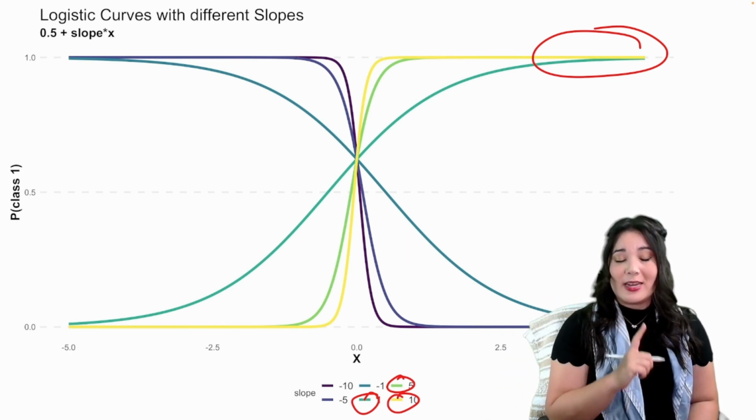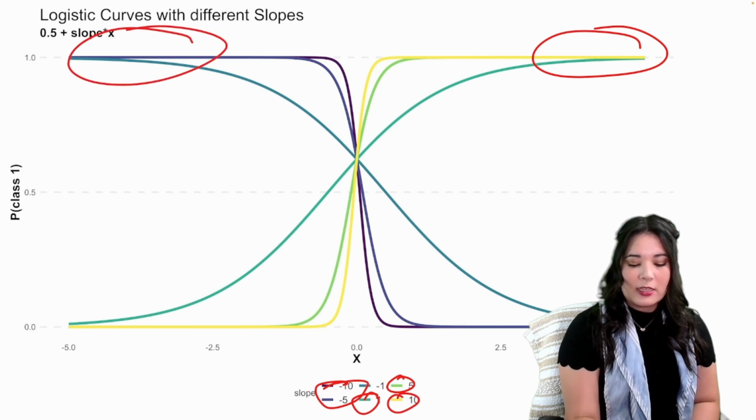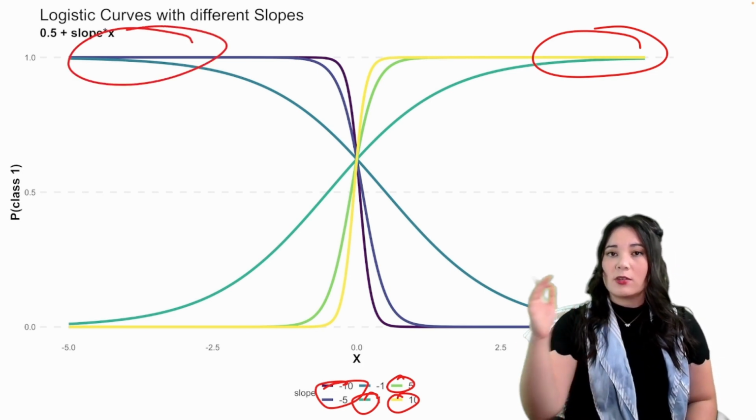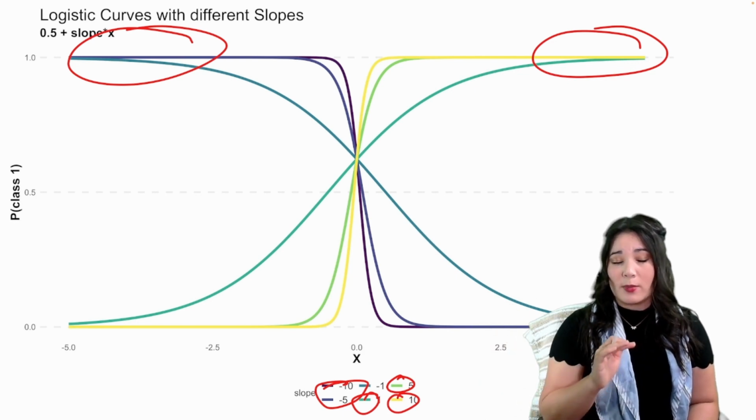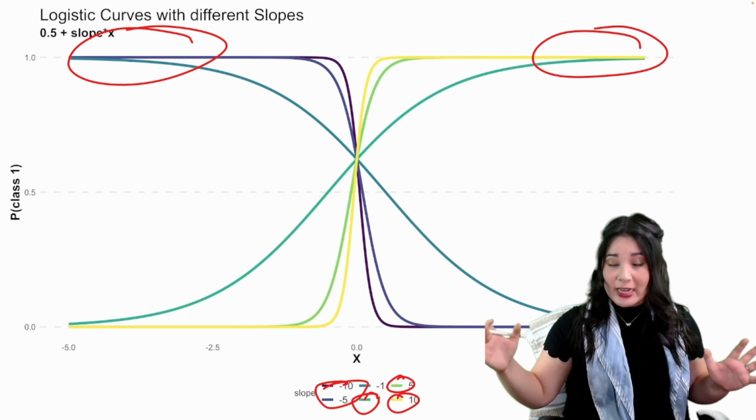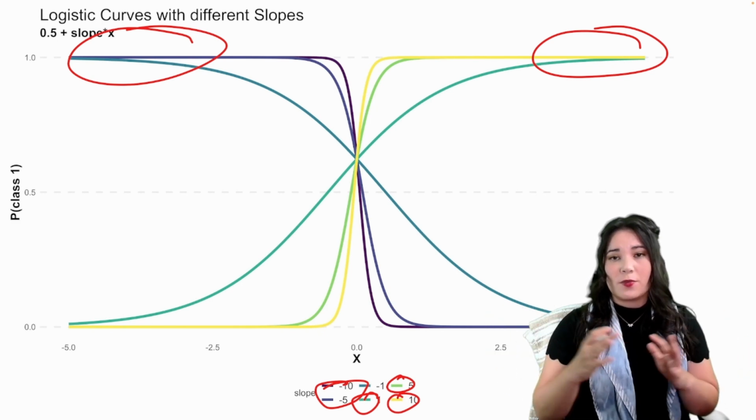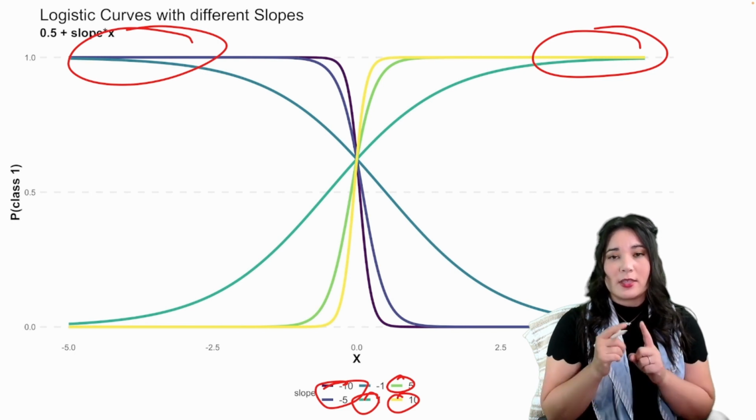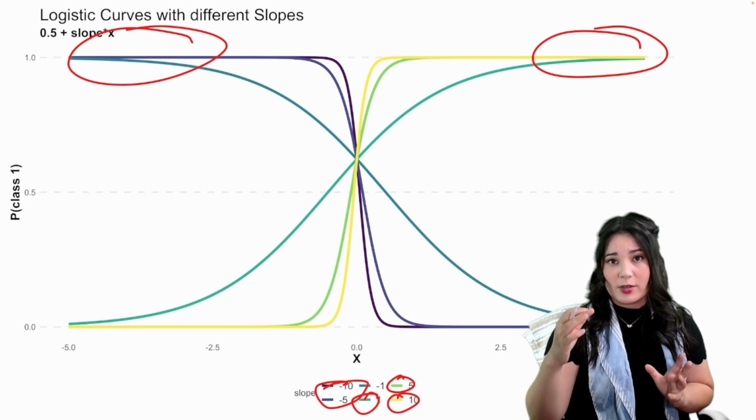If we see a negative, then we're looking at these three curves. These have an inverse relationship. As we increase our predictor, the predicted probability actually decreases. And you can see the bigger in magnitude a coefficient is, so the further it is from zero, the steeper the curve is. That means that smaller changes in our predictor produce larger changes in our predicted probability.